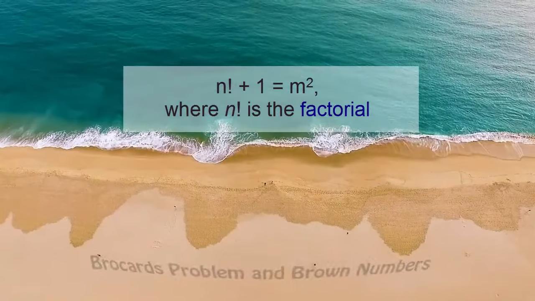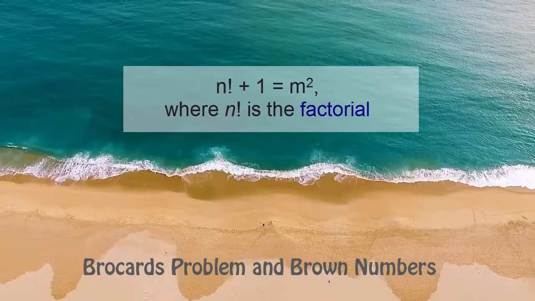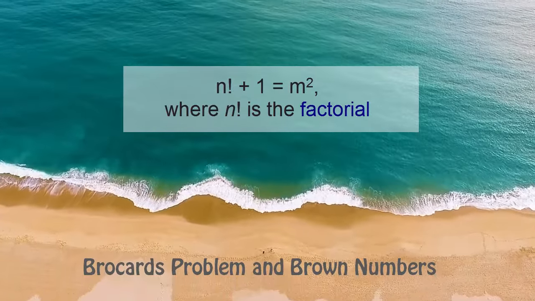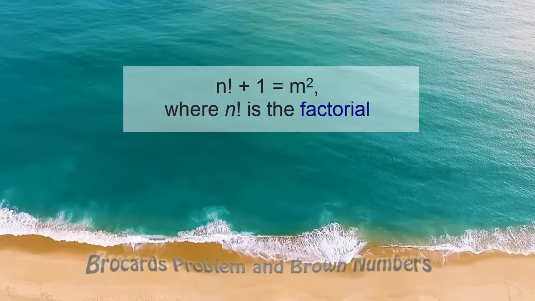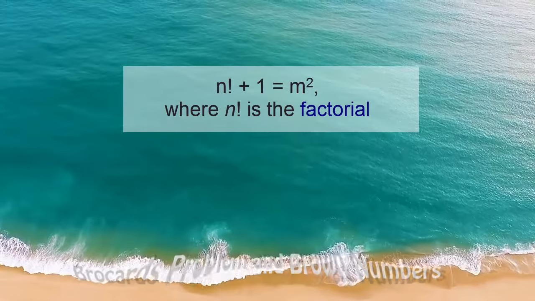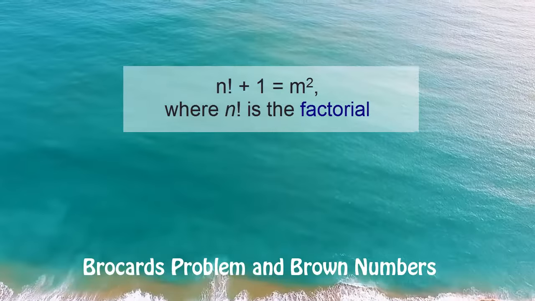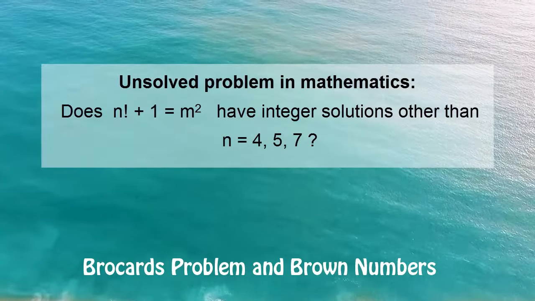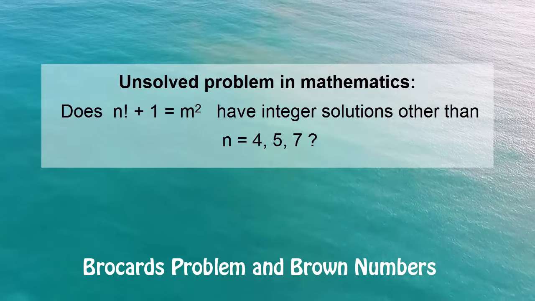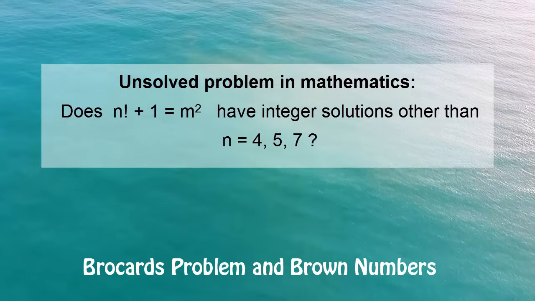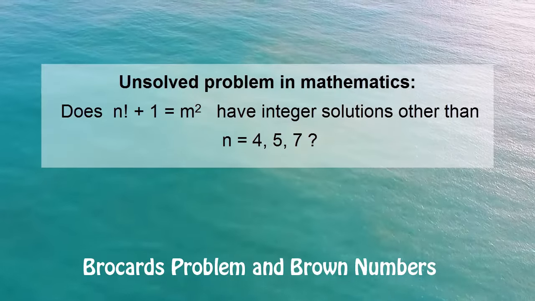Let's discuss the Brocard's problem in mathematics. Basically, the question is to find integer values of n and m such that n factorial plus 1 is equal to m square, where n factorial is the factorial notation. So if you have an equation n factorial plus 1 equal to m square, and both n and m are integers, to find that solution is what we are supposed to do.